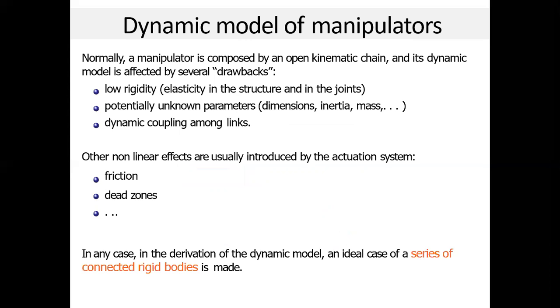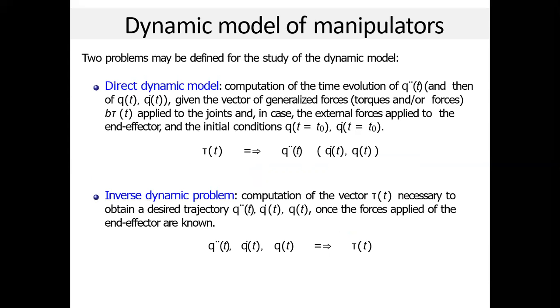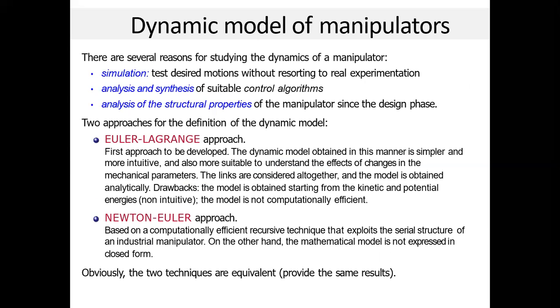Normally a manipulator is composed of an open kinematic chain and its dynamic model is affected by several drawbacks: low rigidity, potentially unknown parameters, dynamic coupling, and arm lengths. Already we discussed this. For the dynamic model, there are two approaches. The first approach is the Euler-Lagrange approach. The second one is the Newton-Euler approach.